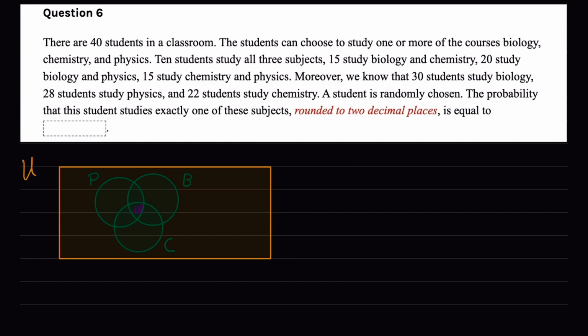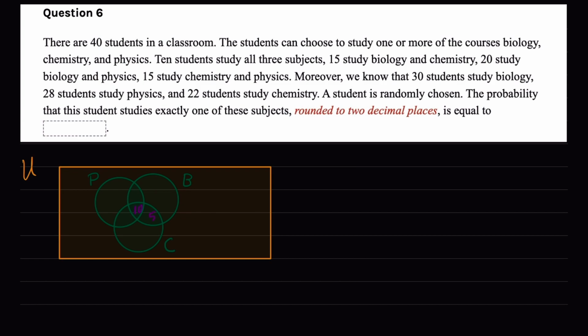And then I continue reading. 15 study biology and chemistry. So this is the biology circle. This is the chemistry circle. The overlap between biology and chemistry is this part. And according to the problem, it should be 15. But 10 of them are already there. So what is left for this portion is only 5.